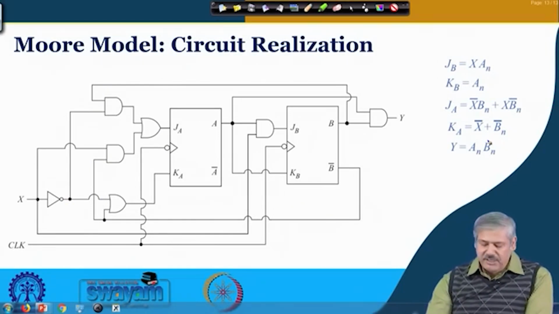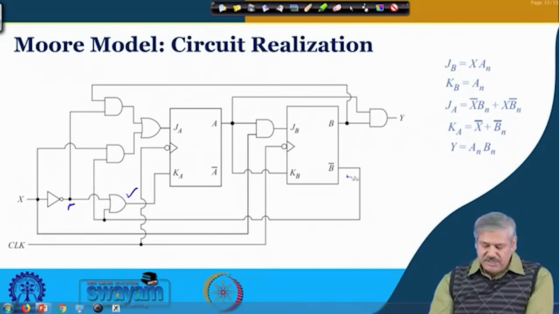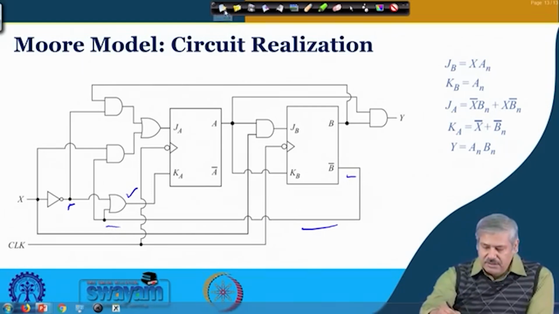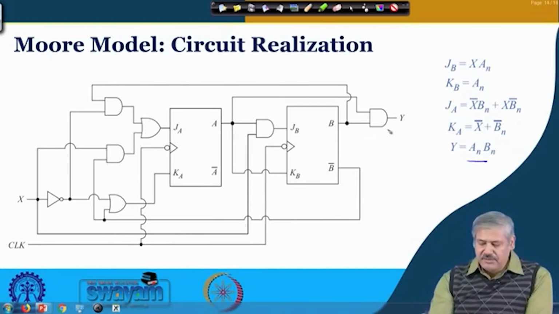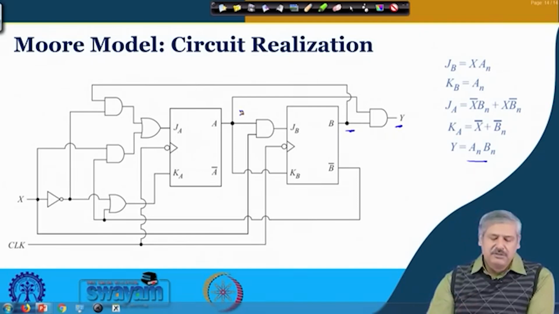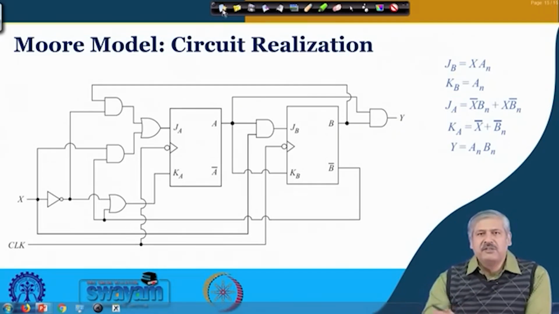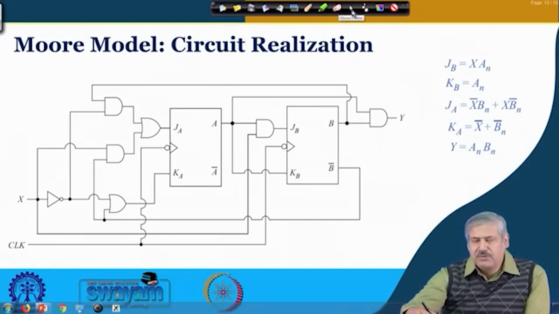K is x bar plus Bn bar. Okay. So, this is the OR gate. So, x bar is here and Bn bar is coming from here. So, you can see the feedback, right. And finally, your y is equal to an Bn, right. So, this is y. So, Bn is here and an is here, right. So, once the design equations are there, even if it looks a little bit complex, we are in a position to get the corresponding circuit. Is it fine? Right. So, this is the Moore model based circuit for that 110 detection.